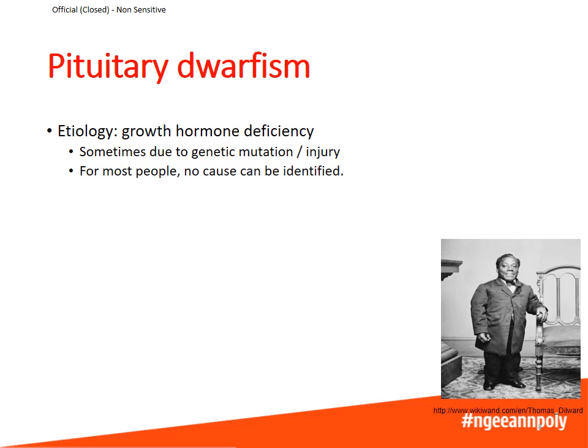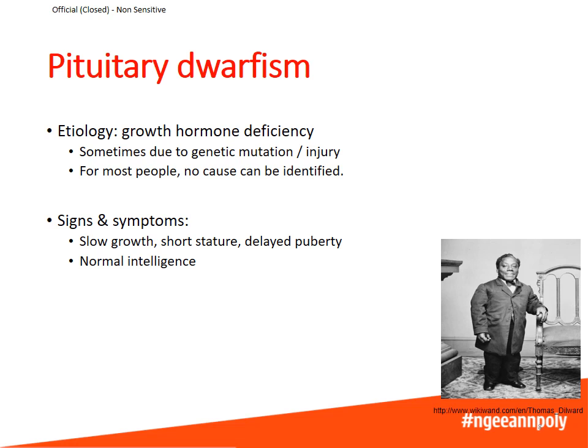This condition is caused by growth hormone deficiency. Sometimes this is due to genetic mutation or injury. However, for most people, the cause cannot be identified. The lack of growth hormone results in slow growth, short stature, and delayed puberty.